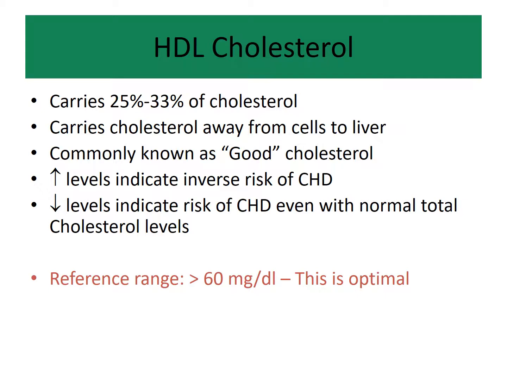A good reference range for HDL cholesterol is greater than 60 milligrams per deciliter. The higher the better in this case. The HDL reference range is also a standard reference range like LDL and total cholesterol.